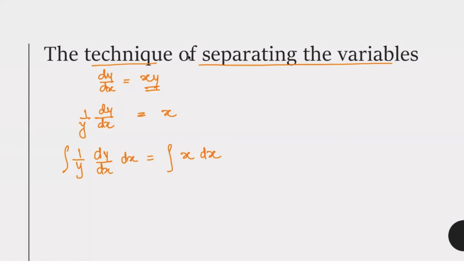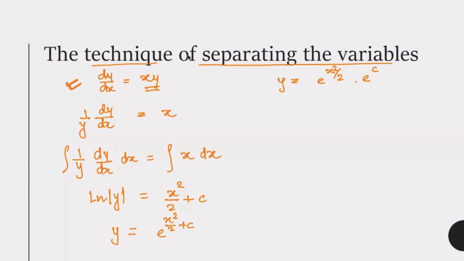Now we know integration of 1 over y dy is ln |y|, and this would be x square plus 2x. Now this equation is also a general solution of this differential equation. Okay, now to make y the subject, what you can do is take e on both sides, so you get y equals e to the power (x square plus 2x) plus c, which can also be written as y equals e to the power (x square plus 2x) times e to the power c.